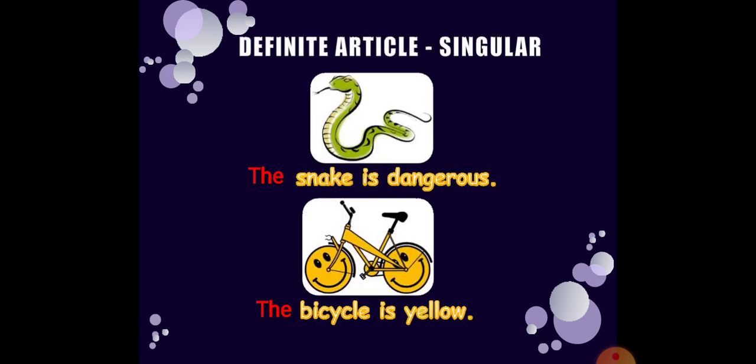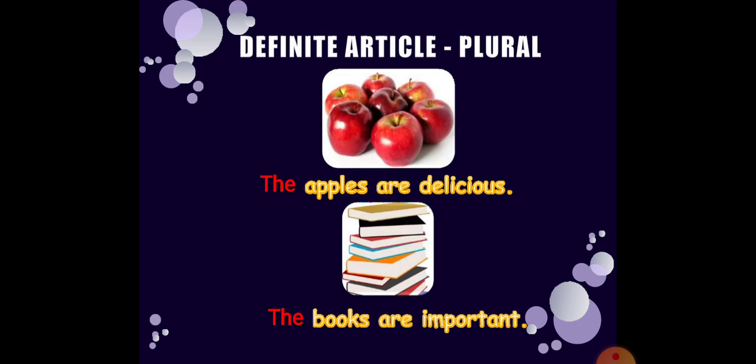Students, we use the definite article with singular nouns. See the example. The snake is dangerous. The bicycle is yellow. And we also use the definite article with plural nouns. The examples are, the apples are delicious. The books are important.